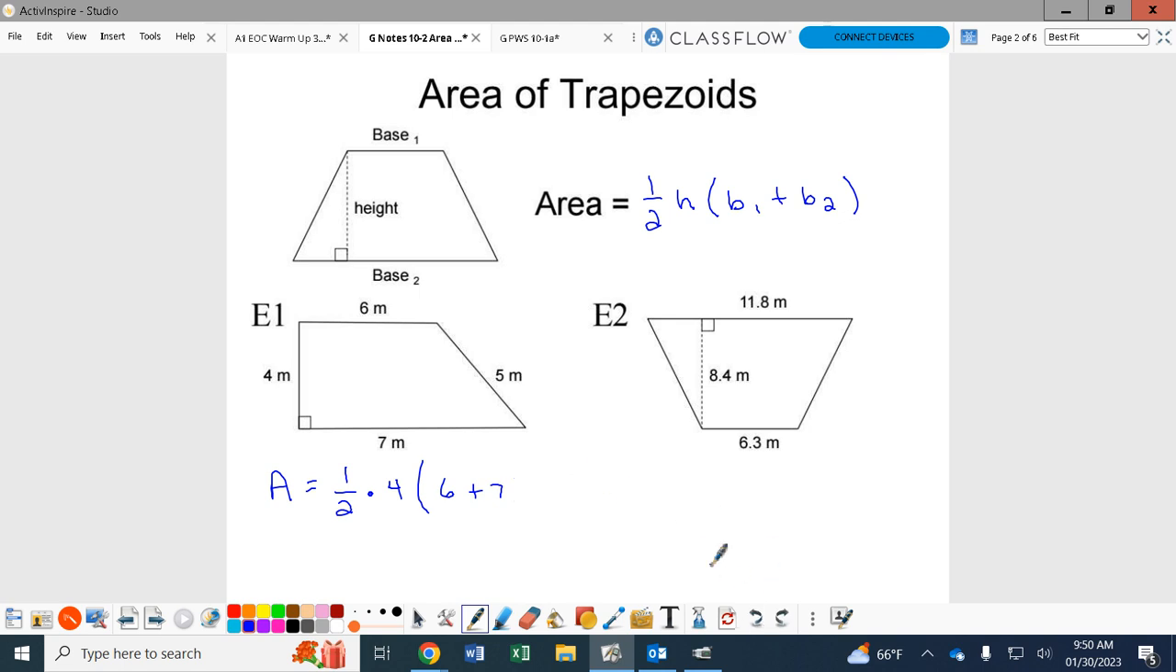Now listen to me. Your calculator is very smart. If you type this wrong, it's going to give the wrong answer. I strongly suggest not trying to deal with the parentheses. I suggest that you start by adding these together separately first. Now you can type it straight through, but people are going to mess up these parentheses. What's 6 plus 7? 13. Then you type it through on the calculator: 1/2, which I would type as 0.5, times 4 times 13. 0.5 times 4 times 13. And what do you get? 26. And that would be meters squared because we're talking about area.